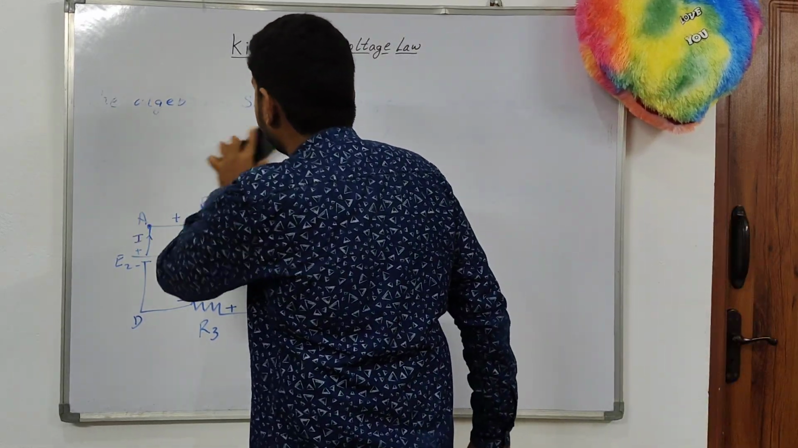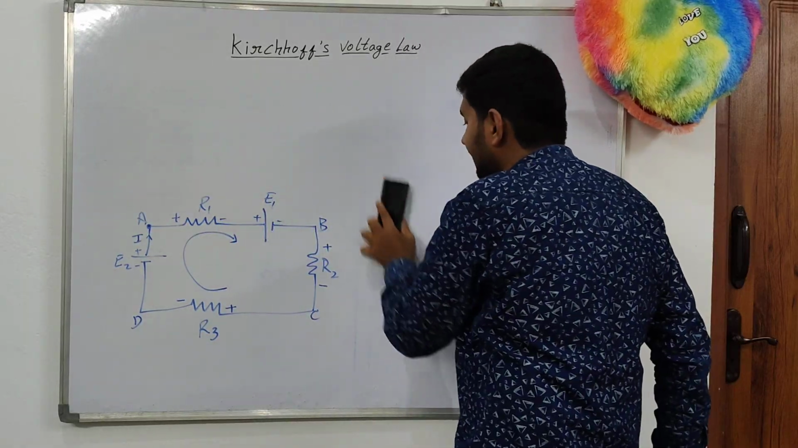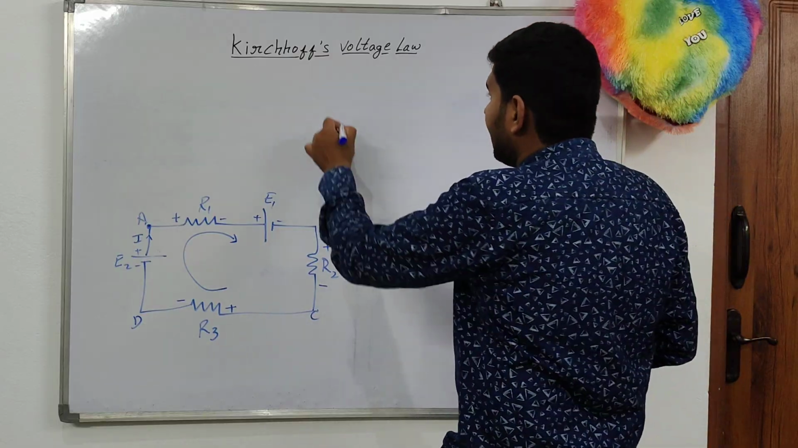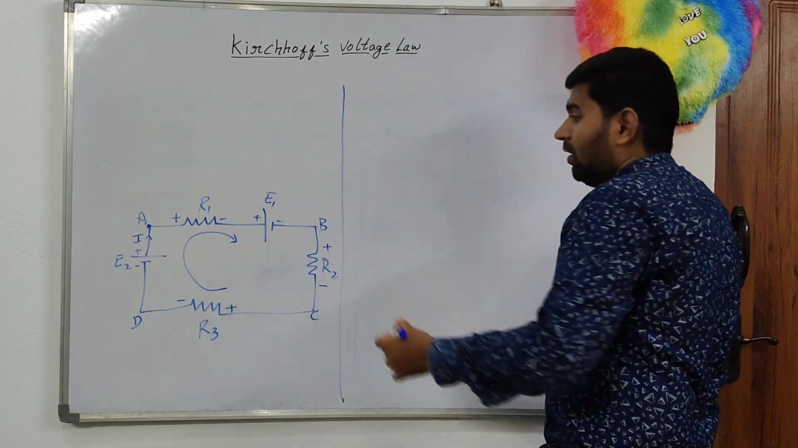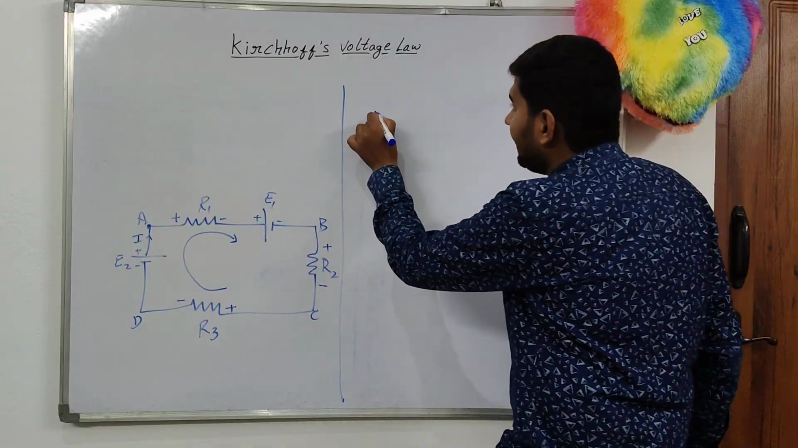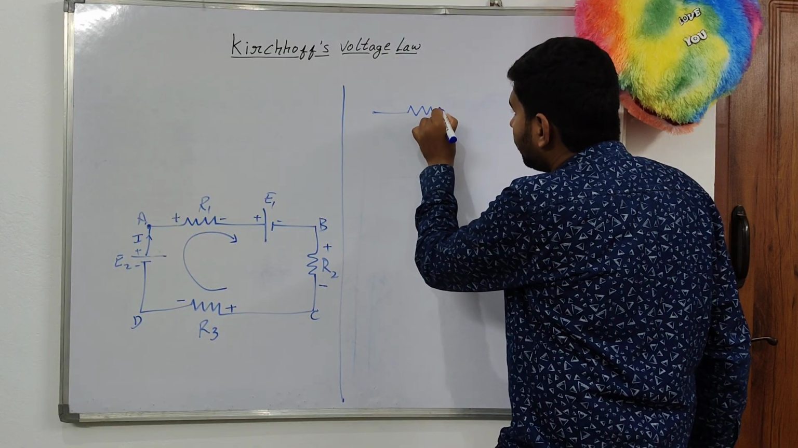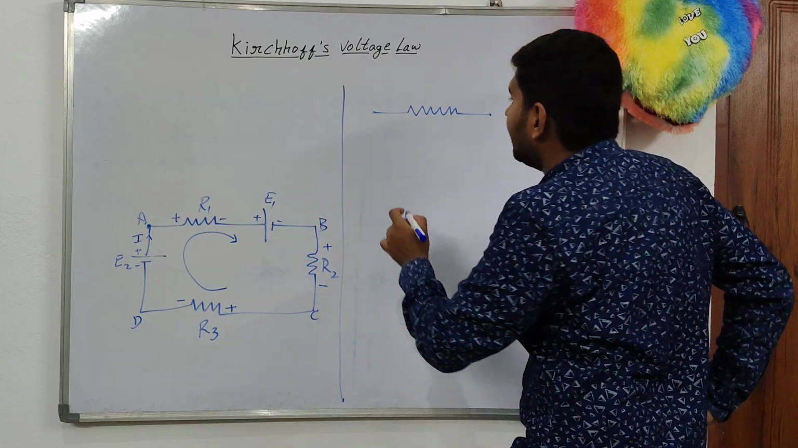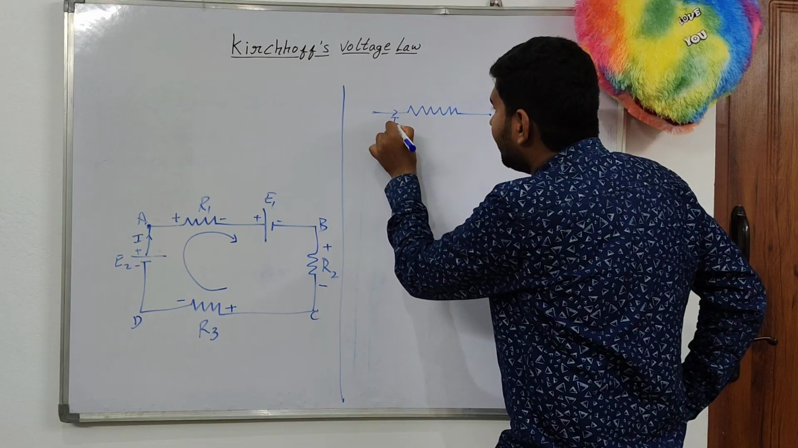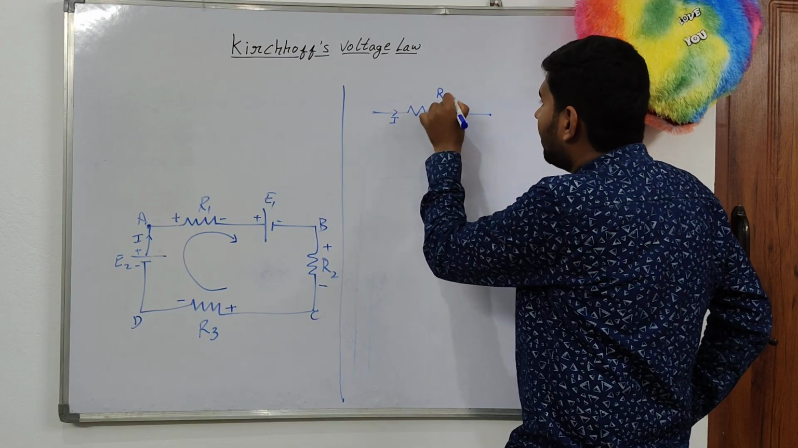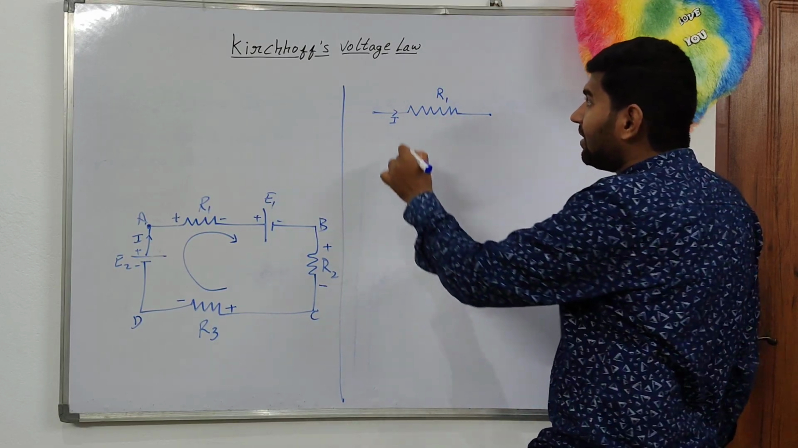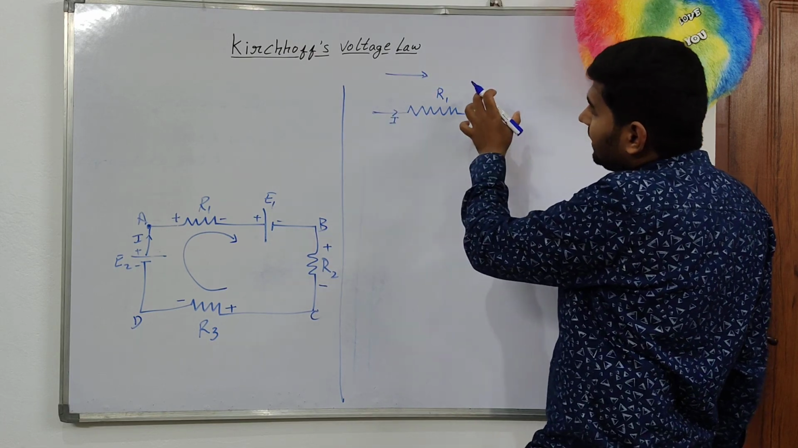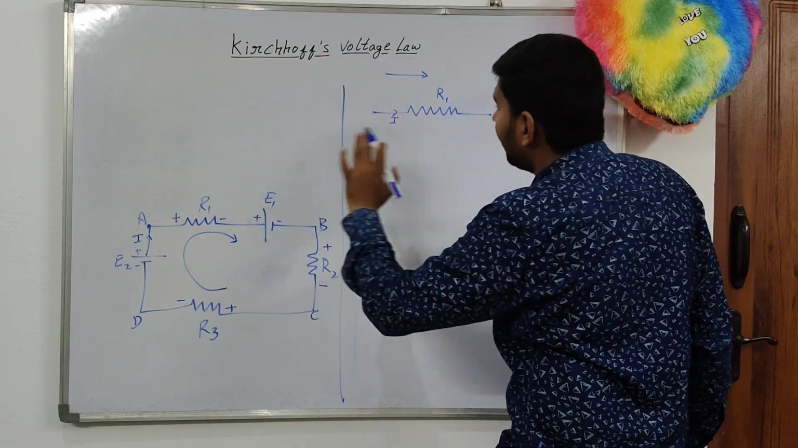For that you have to know about the sign conventions. By knowing sign conventions you can easily write the equations. What the sign conventions mean: there is a resistor, and the current flowing in this direction, let us assume I, the resistor is R. The traversing direction, we are moving in this direction. Here it is a clockwise direction.